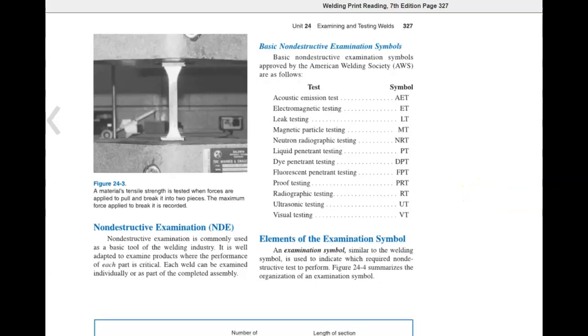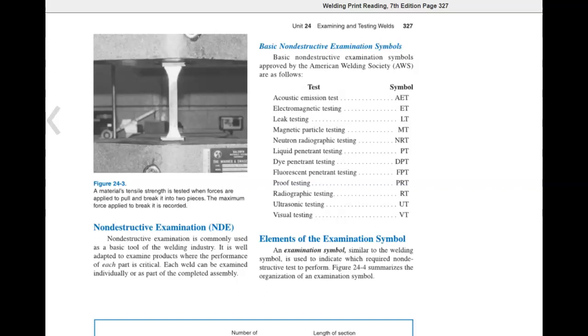Non-destructive examination. Non-destructive examination is commonly used as a basic tool for the welding industry. It is well adapted to examining products where the performance of each part is critical. Each weld can be examined individually or as part of the completed assembly.